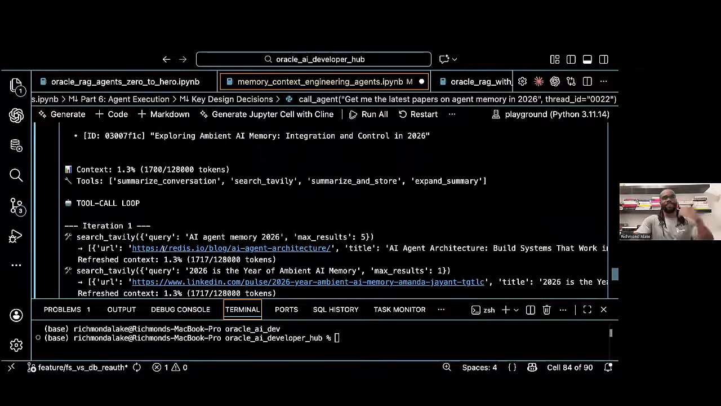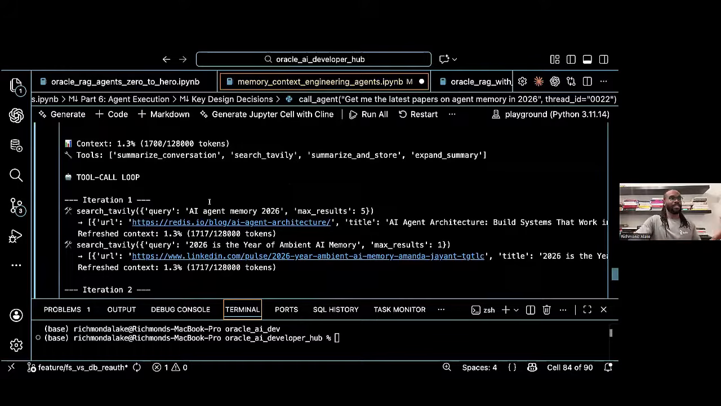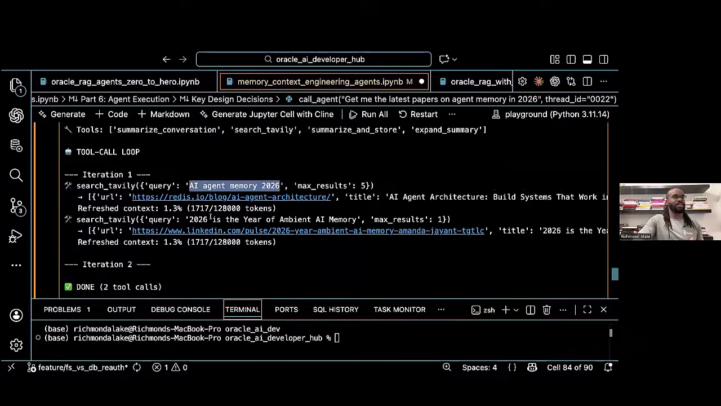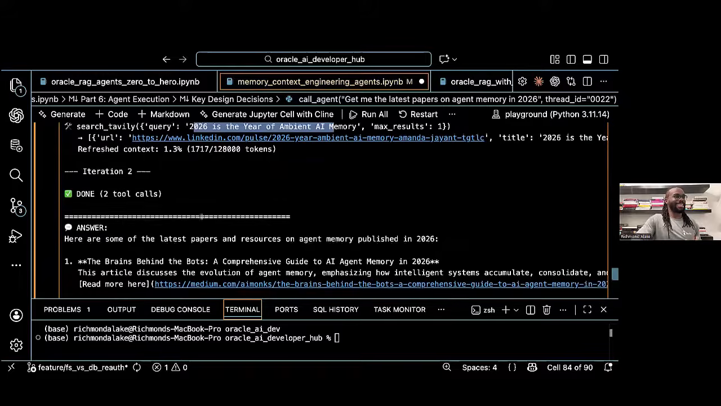So before, the thread ID I used, even though I put in so many zeros, you can tell I've done this a lot of times. It used the previous memory because that thread ID actually existed and there are memory units associated with that thread ID. But as you can see, with a new fresh thread ID that could represent a new session, we are using the tool search Tavily. Our agent has this tool and it's passing in the query AI agent memory 2026, and it's doing this twice. I don't know why it's doing it twice, but it's gotten the results and it's given us the answer.